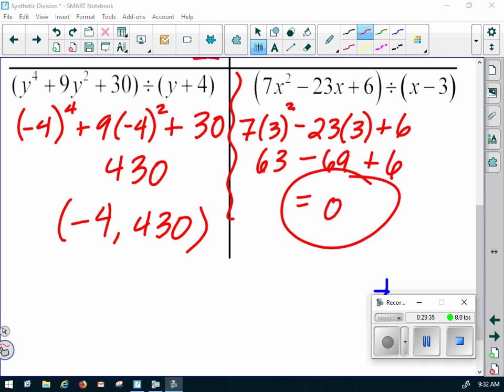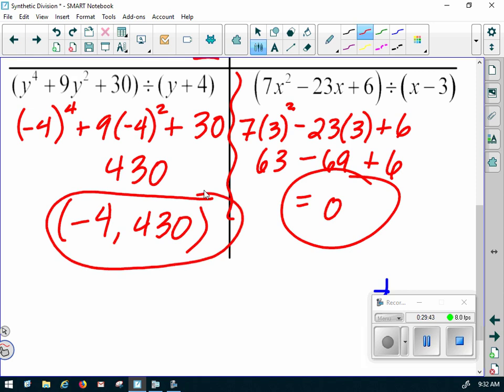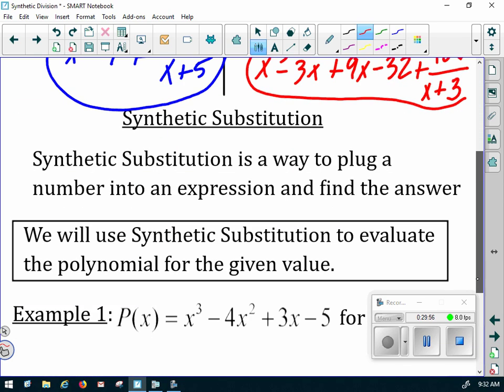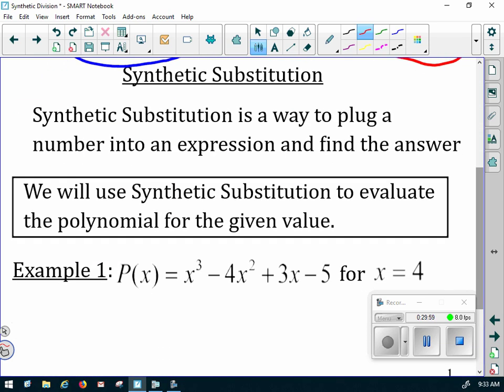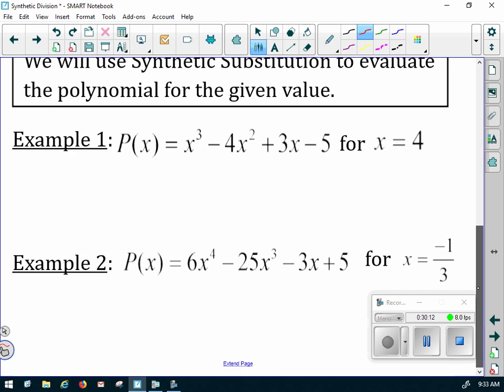I'm trying to get you to see the connections. We're doing the same thing, just in different ways. What you are finding essentially is a point on the curve by synthetic division or by substitution. Synthetic substitution. That's what we just did. Substituting that value in is called synthetic substitution. I want you to look at example 1.